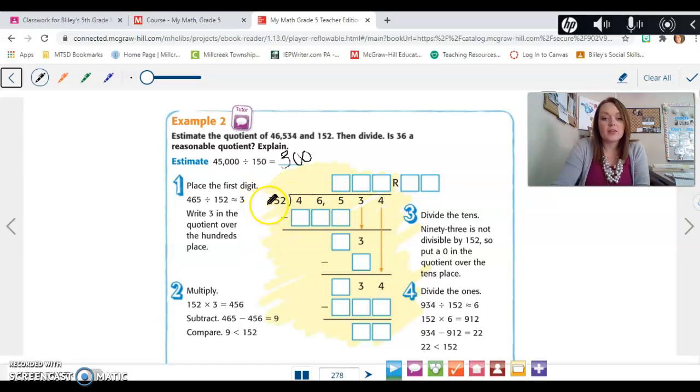So we have this set up for us. Can we take 152 divided by 4? No. What about 152 divided by 46? Nope. 152 divided by 465? Yes, we can do that. Let's try 2. So 152 times 2.